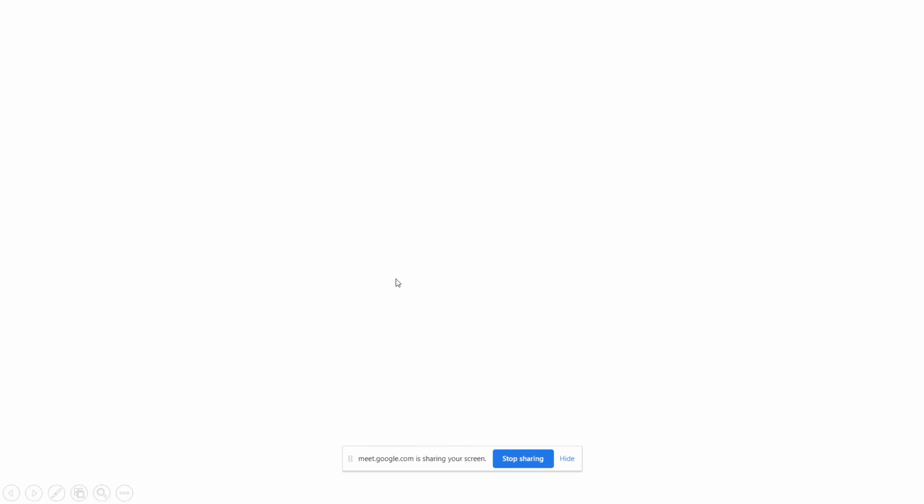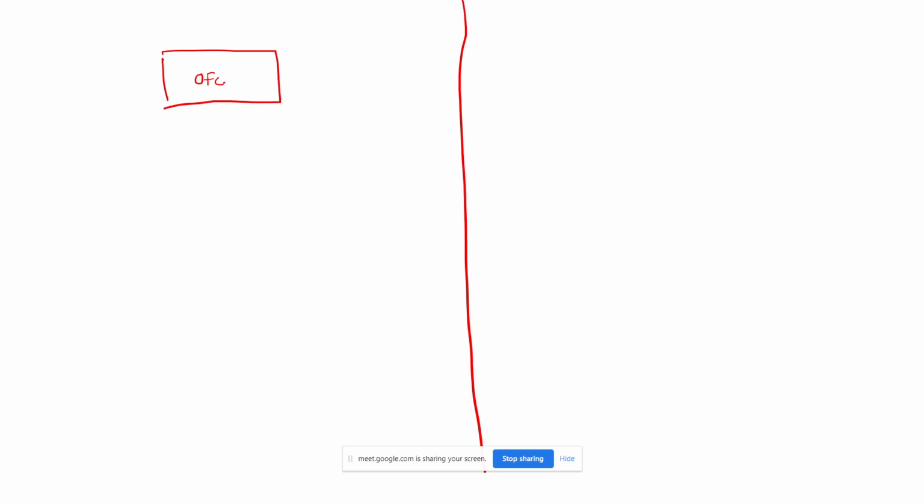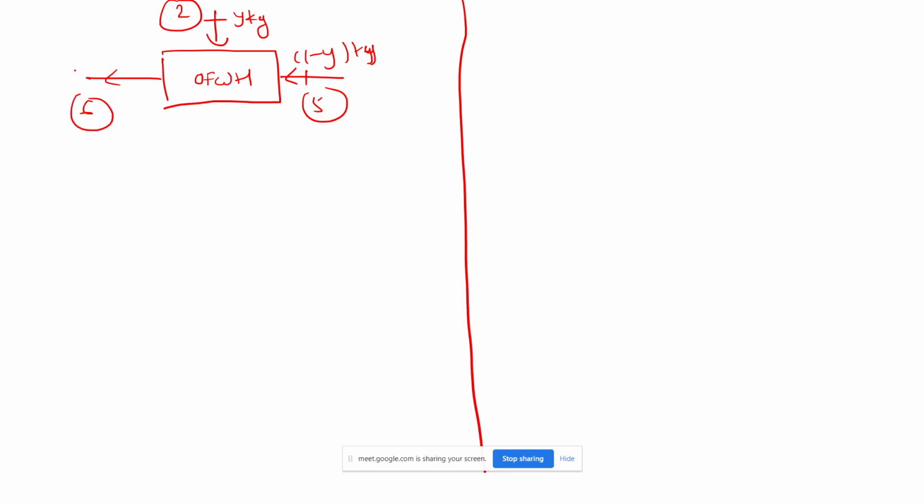Okay, then we'll draw the diagram. So it is an open feed water heater. 1 minus y kg is entering, and from here y kg is also entering in condition 2. It is condition 5, and from here it is condition 6, and it is 1 kg. You can write enthalpy h5, enthalpy h6, enthalpy h2.